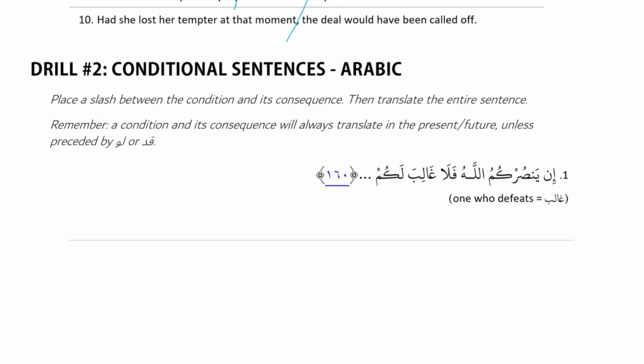Let's translate some conditional sentences in Arabic. We'll work through these the same way we work through a normal sentence, except when you find your consequence, we'll put a slash there. Okay. A new sentence means the start of the consequence. All right. Okay, number 1.